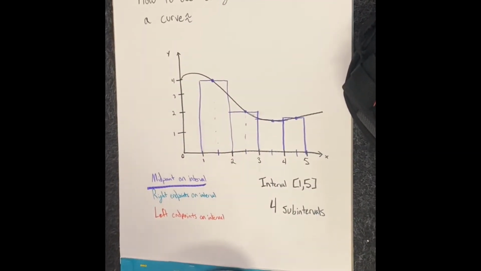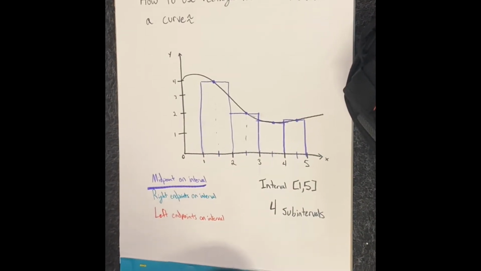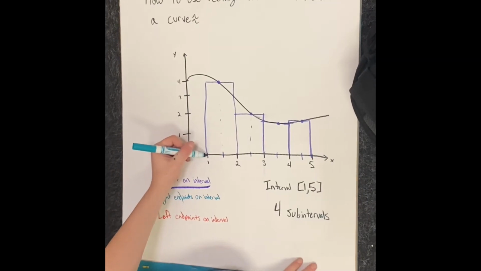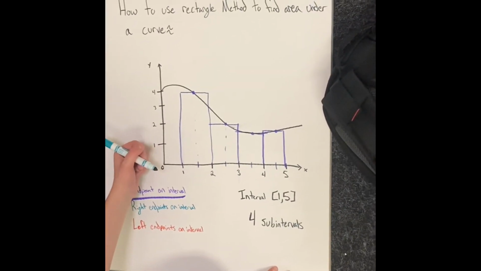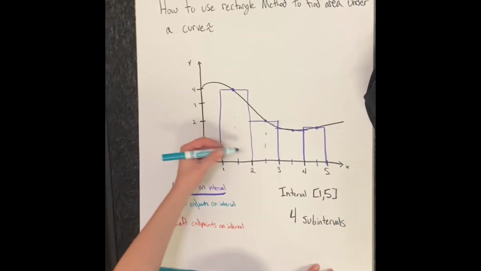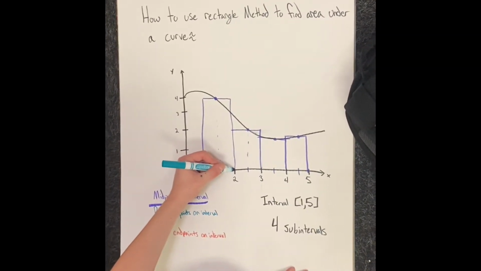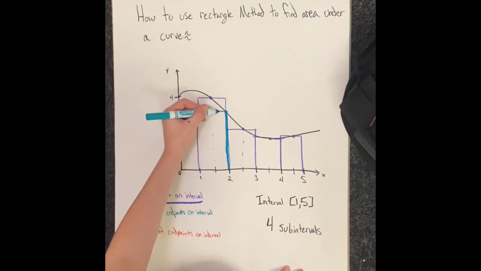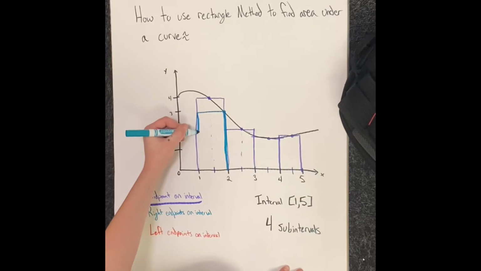Okay, and then right endpoints on the interval. This means that you're going to take the endpoint that is from the right. You're only using 4 subintervals and you have 5 numbers on your interval, so you take the one that is to the right on a number line. You start off with your 2 right here. You go up, follow till you hit the line. That's your point, and then you go over to the left and draw down.